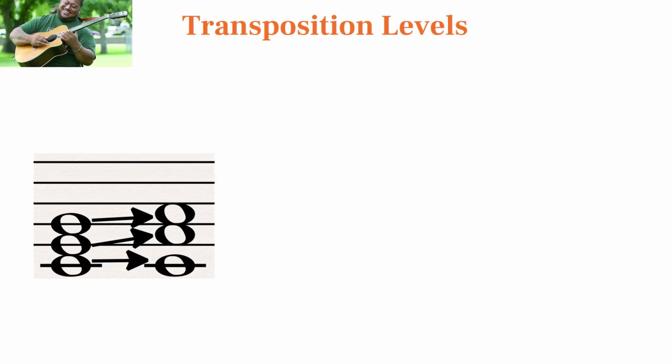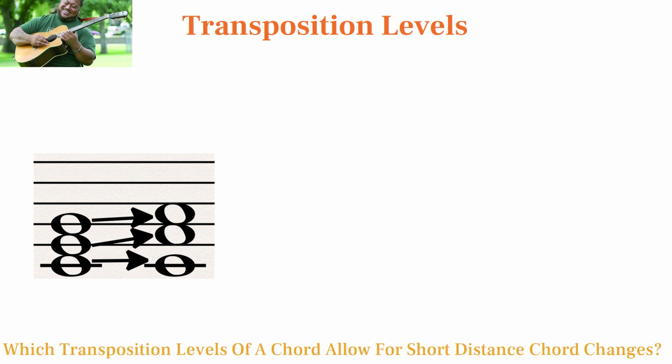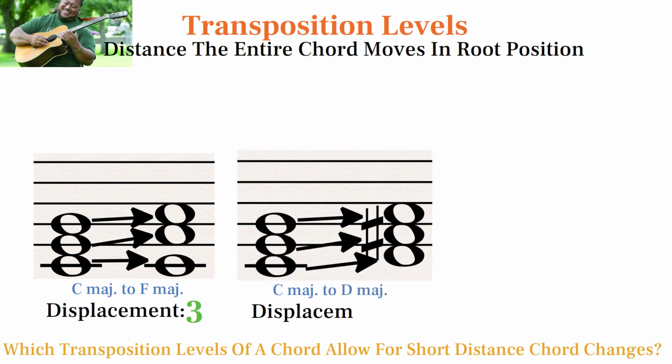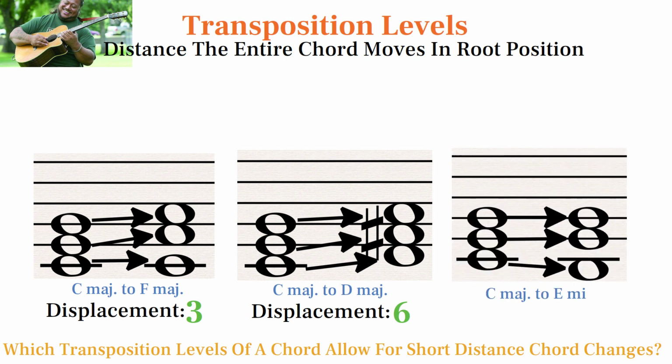While many musicians intuit the most efficient voice leading on their own, some musicians might not think about which transposition levels of a chord allow for short distance chord changes compared to other transposition levels. Transposition levels refers to how far away we're moving the entire chord. While the shortest distance needed to move from C to F was 3 semitones in total, a chord change from C to D cannot be done with less displacement than 6 semitones, and a chord change from C to E minor only takes 1 semitone movement.